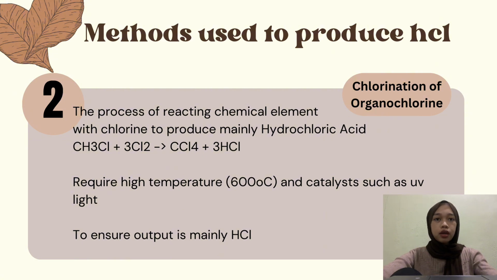So the chemical equation is CH3Cl plus 3Cl2 to produce CCl4 plus 3HCl. It also requires a high temperature, which is 600 degrees Celsius, and a catalyst, which is UV light and heat. This method will ensure the output is mainly hydrochloric acid.